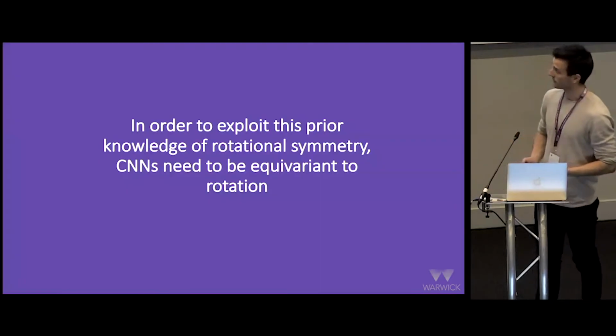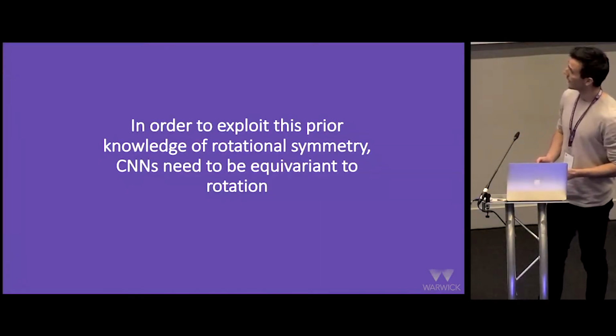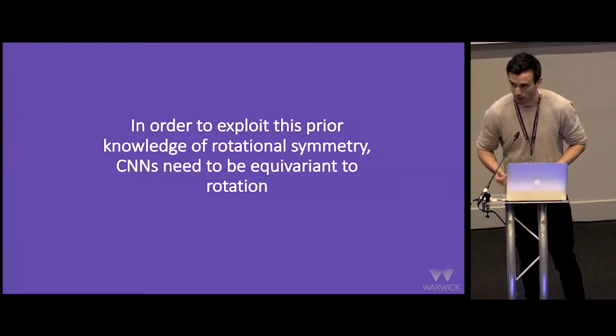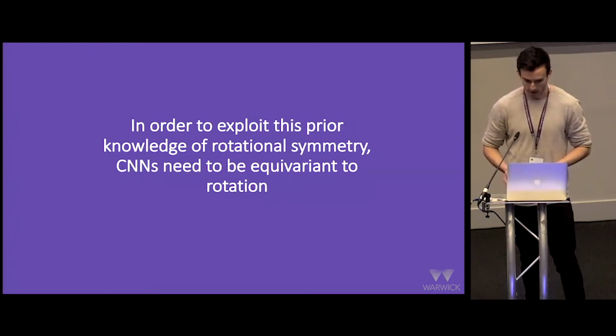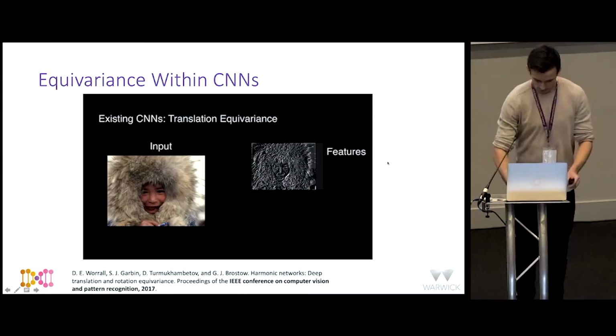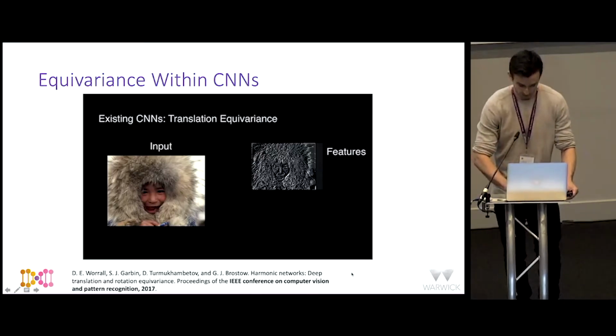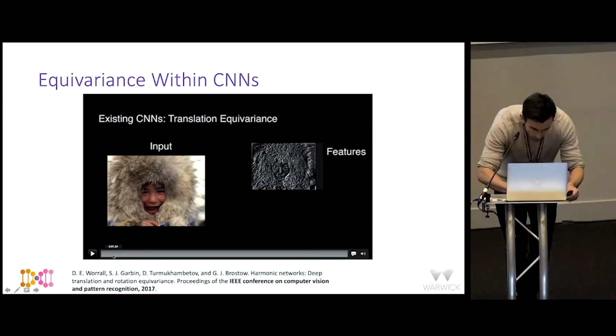How we do this is we need our methods or our models to be equivariant to rotation. So to give an idea of what equivariant means, I'm going to show an animation on the next slide. And essentially, it means that if an image is transformed, then the filter responses should also transform in proportion to the input image.